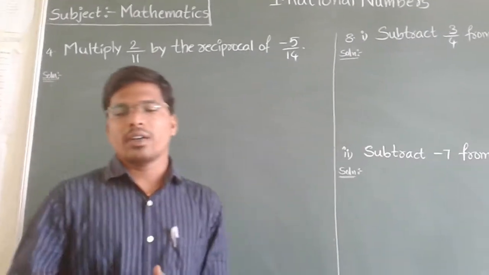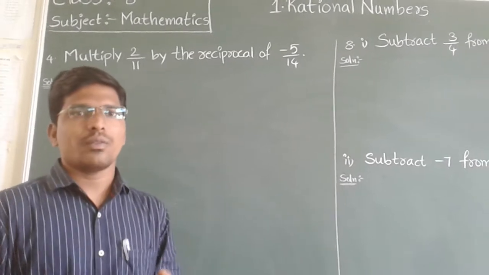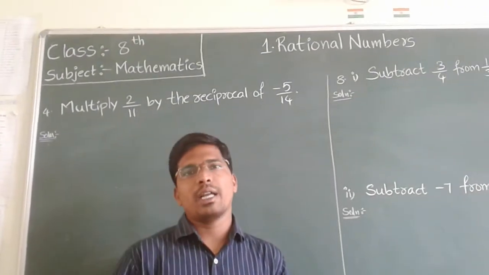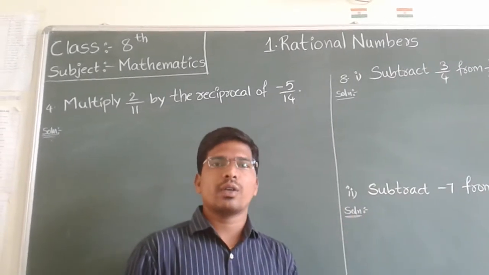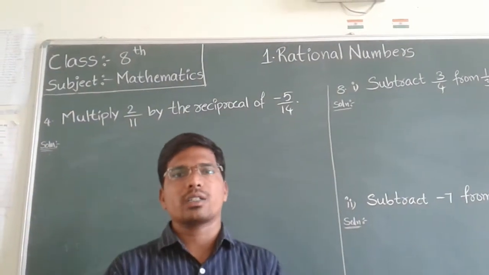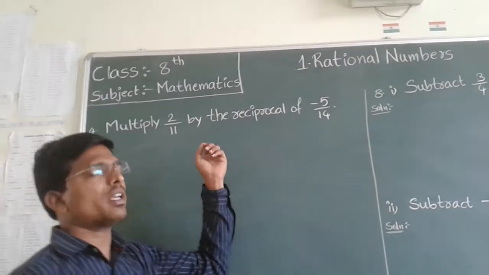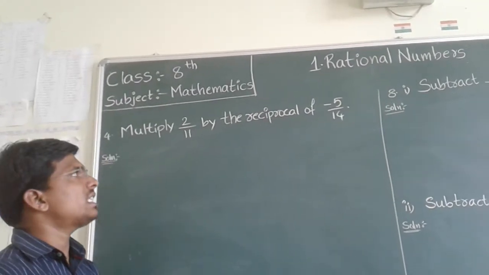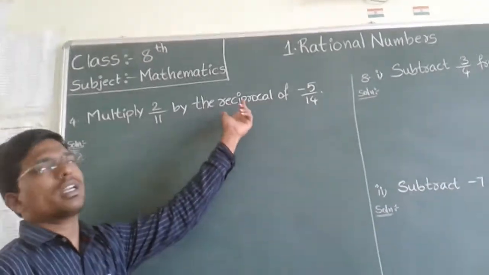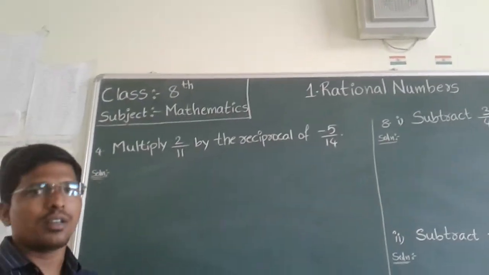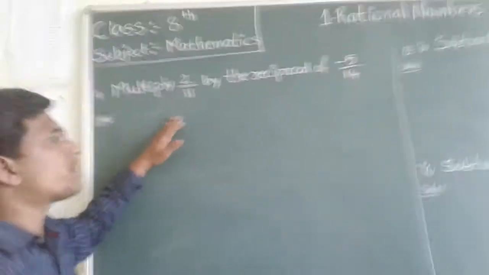In our first exercise we have the first three bits based on the properties only. Those are fill in the blanks. Just by reading the question you can understand which property the question belongs to and you can answer it. The fourth question onwards we have some problems. Very easy, but we have to understand the terms. If you understood the terms we can solve the problems very easily. So let's see how to solve these problems.